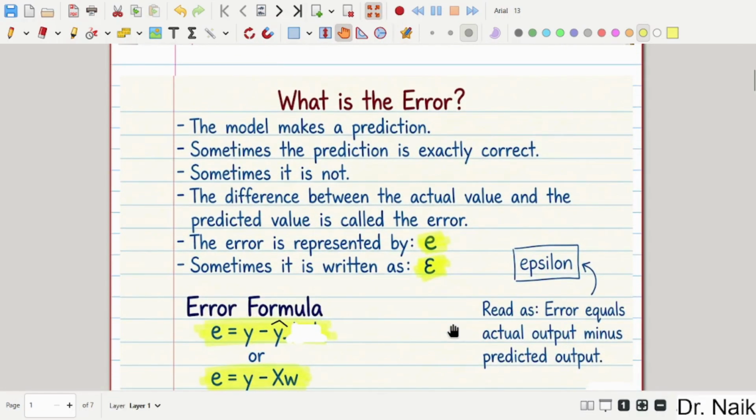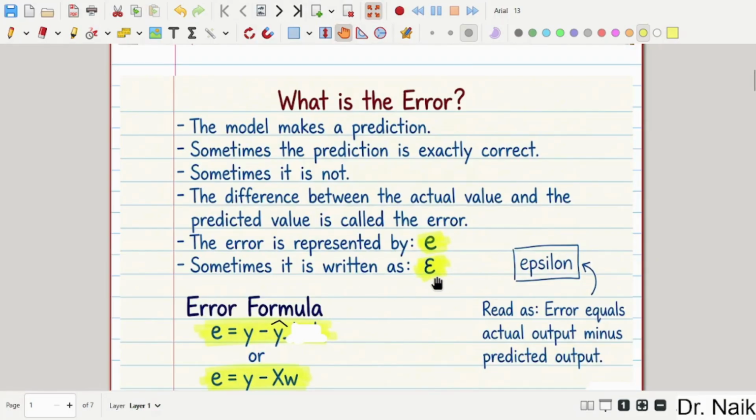What is the error? The model always makes a prediction. Sometimes the prediction is exactly correct and sometimes it is not. The difference between the actual value and the predicted value is called the error. The error is represented by the symbol E or epsilon.